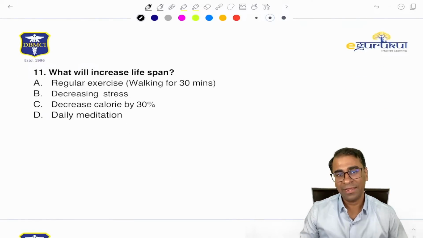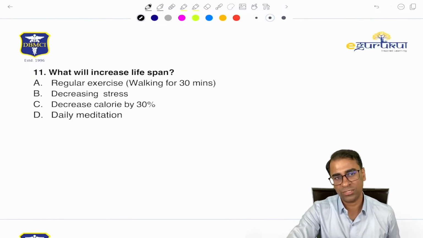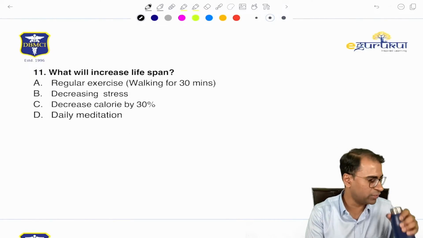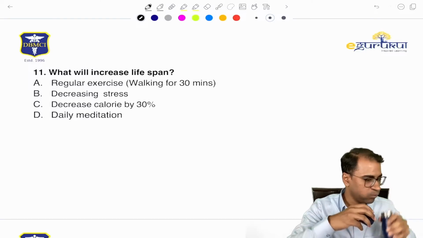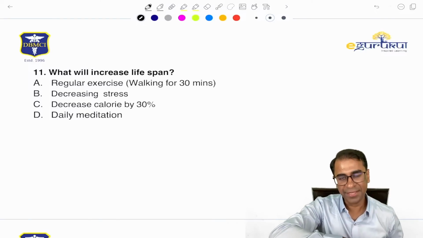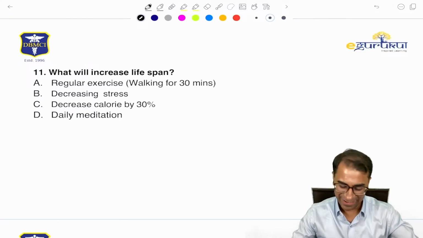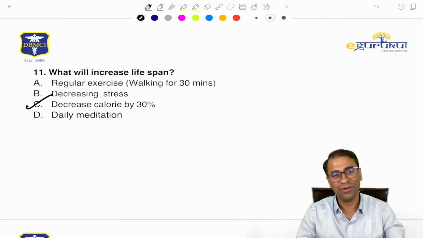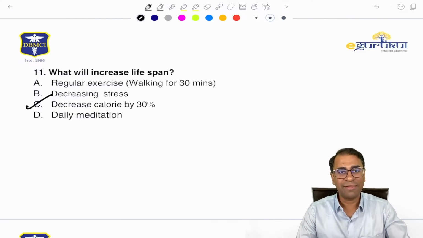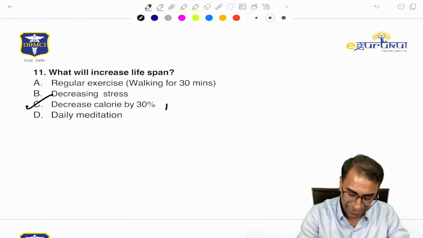Okay. What will increase the lifespan? This was a very interesting question. It was asked in NEET PG 22 actually. The answer is daily calorie decrease by 30%. That will increase the lifespan. One more thing that can increase lifespan apart from this is the intake of sirtuins.